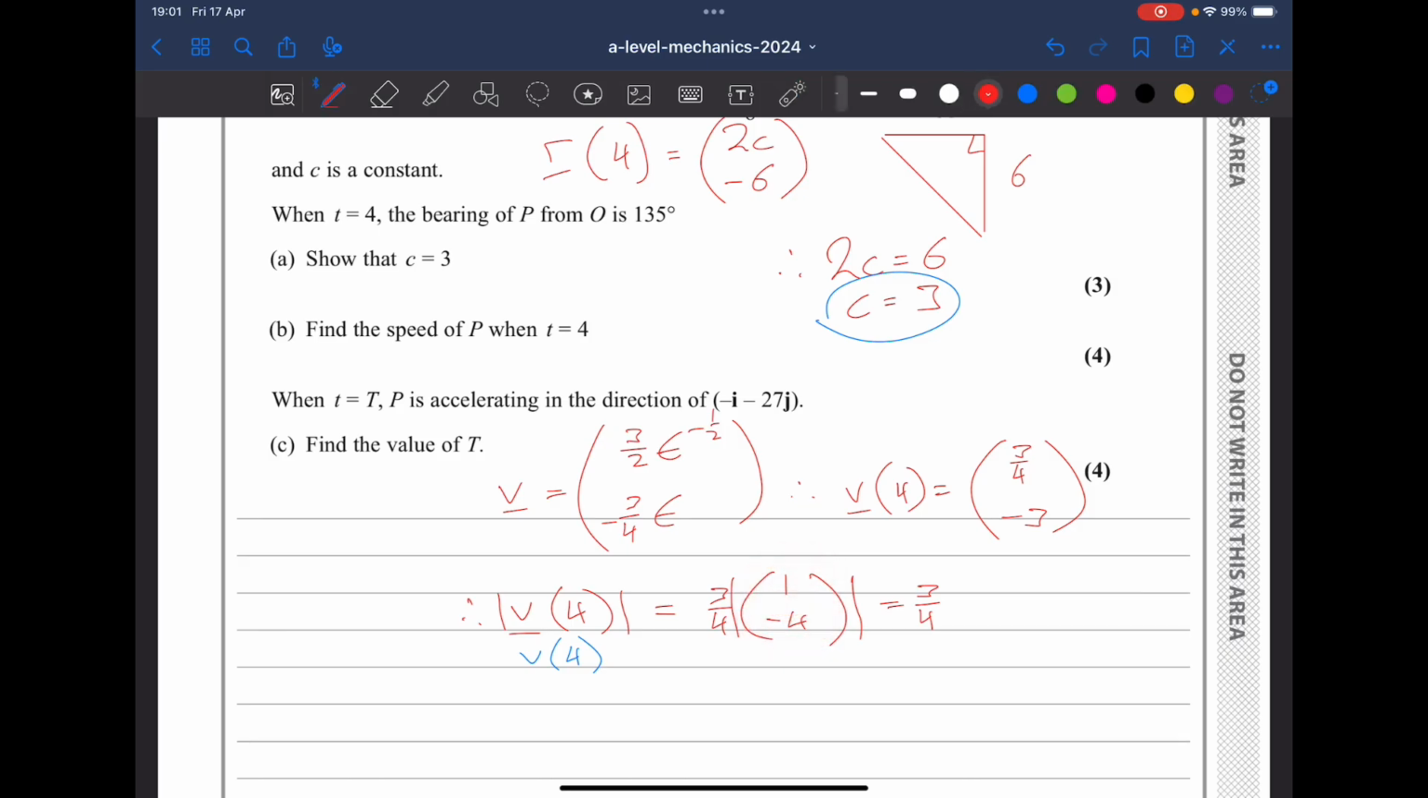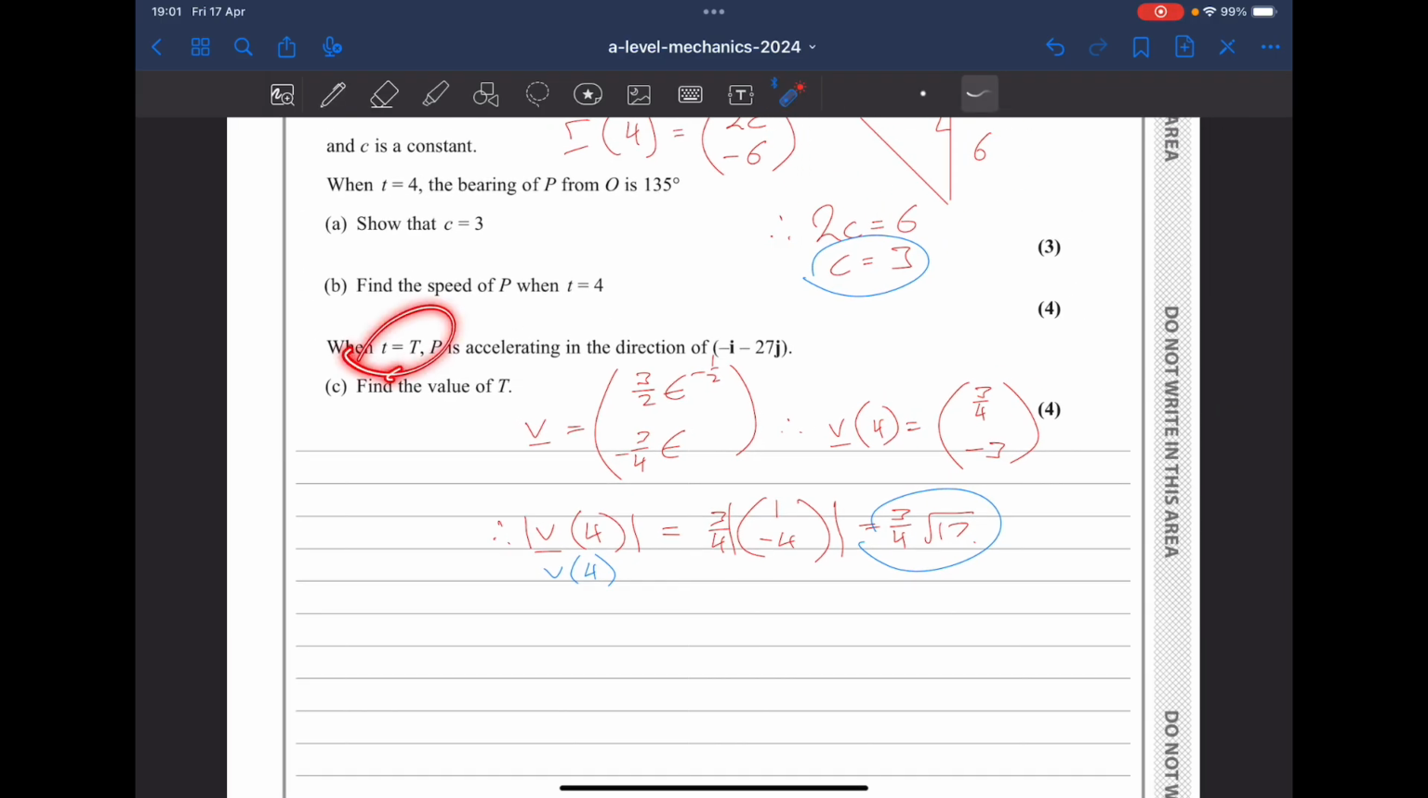So 16 plus 1 is 17. So root 17 on there. So 3/4 of root 17, whatever that pops out to be. Obviously, calculator, you can just do Pythagoras on this, still works. But it can be sometimes quicker to do without the calculator. That's good. That's looking all spot on.